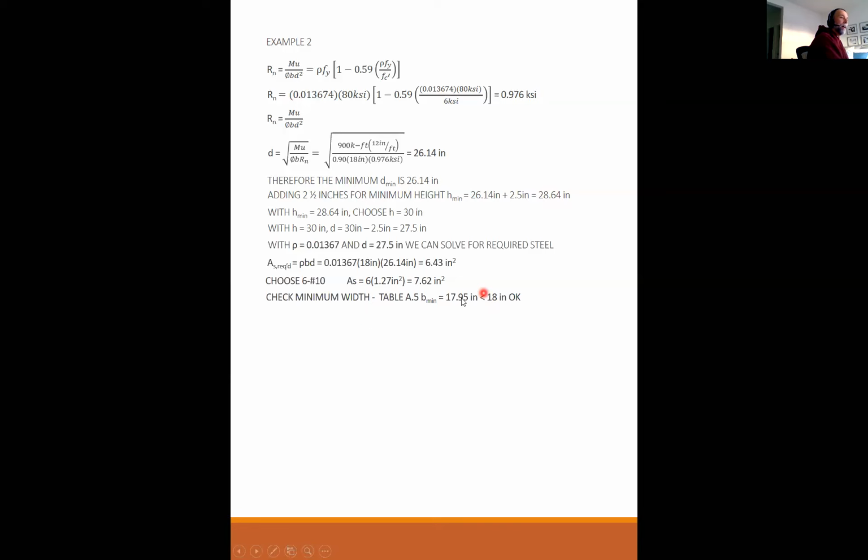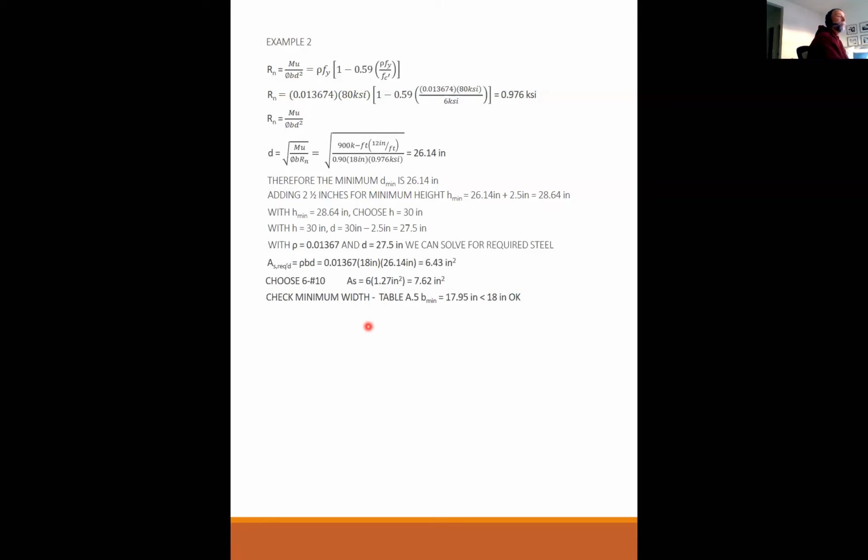If this did not work, if the minimum width is wider than what I'm looking for, I only have 2 options. Option number 1 is to use fewer but bigger bars. Maybe 5 number 11s would do it. I'm not sure, but that's one option. The other option, if fewer bigger bars doesn't do the job, is to put all your steel in multiple rows. So instead of having it all in one row, you put it in multiple rows. That's fine.